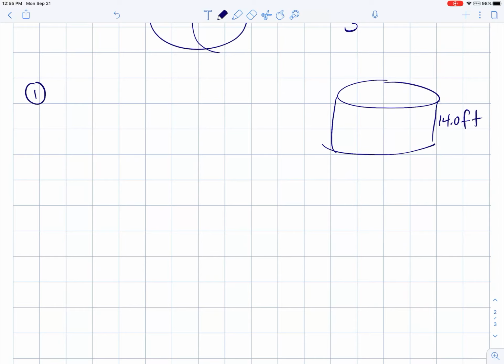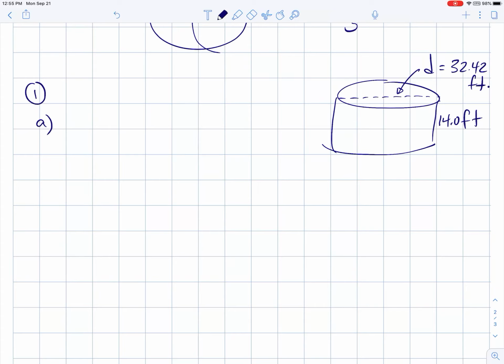And then it says that it has a diameter. So there's a dotted line across here. The diameter is equal to 32.42 feet. Now we're asked in part A to calculate the volume of that cylinder and express it in cubic feet. And we need to pay attention to significant digits.